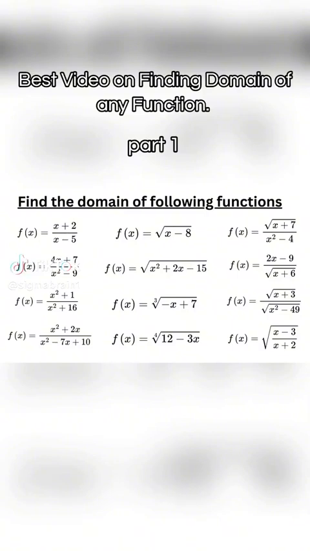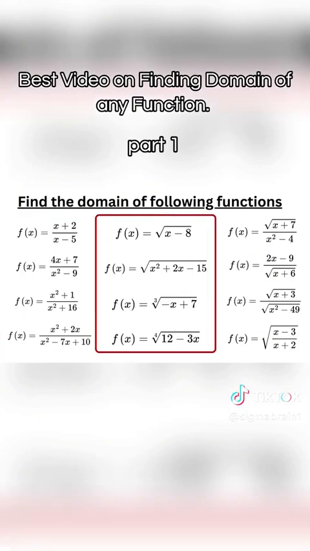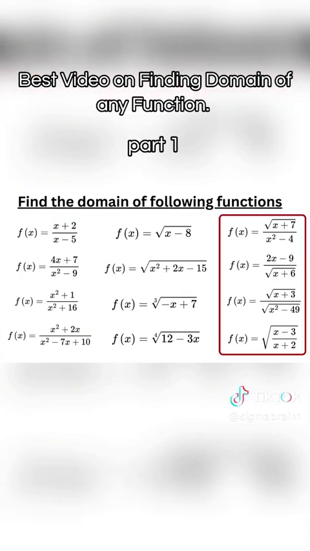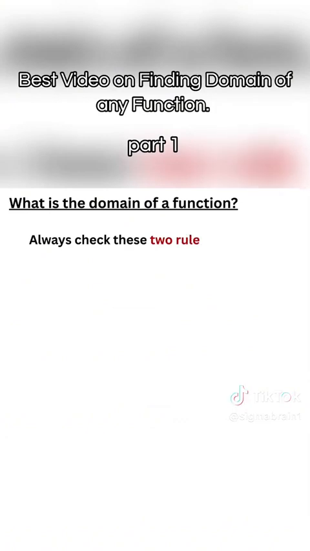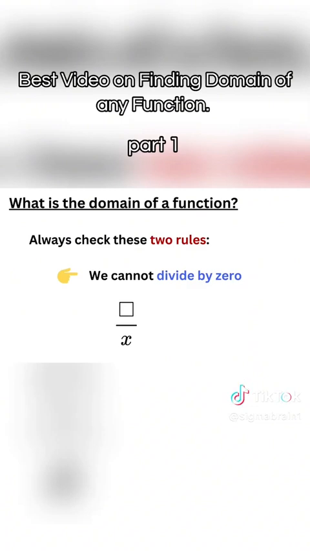We will find the domain of different types of functions like polynomial, rational, radical, and functions involving fractions with radicals. In almost all of the domain problems, you only need to check the following two rules. First, we cannot divide by zero, because division by zero is undefined. This rule matters whenever a variable appears in the denominator.